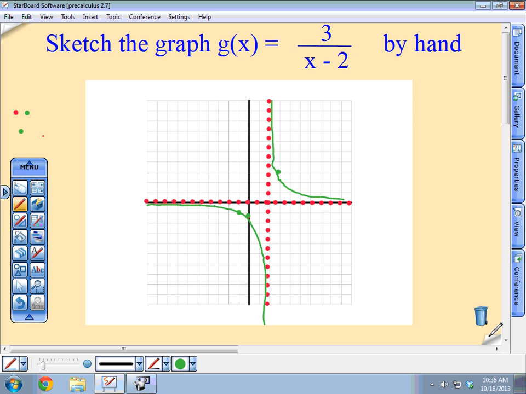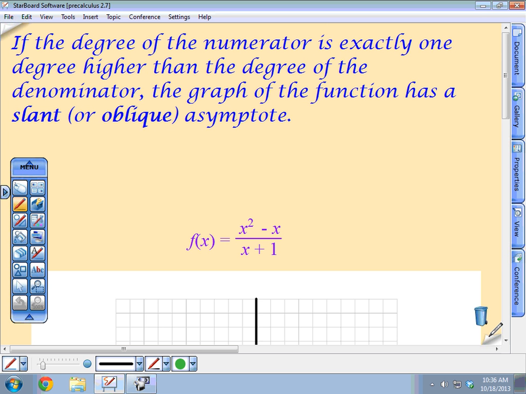This is the only new part. So we've learned about vertical and horizontal asymptotes. So today we're going to learn about slant or oblique or linear asymptotes. Okay? So you can have asymptotes that aren't horizontal or vertical, that are just regular lines. That will occur if the degree of the numerator is exactly 1 degree higher than the degree of the denominator. The graph of the function has a slant or oblique asymptote.